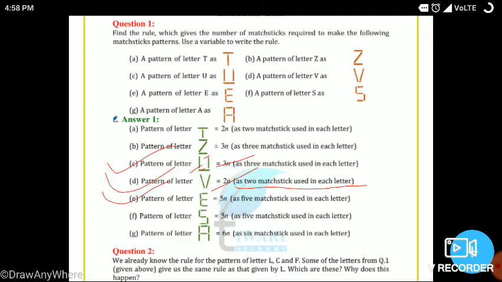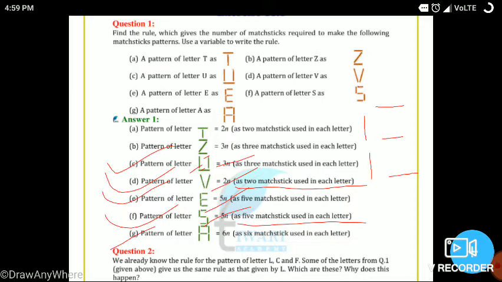Same way pattern of E. How many matchsticks are used? So see, in alphabet E, 1, 2, 3, 4 and 5, right? So total 5 matchsticks used in each letter. So we write here its rule as 5n. F, pattern of S. So here also total 5 matchsticks are used. So we write here 5n.